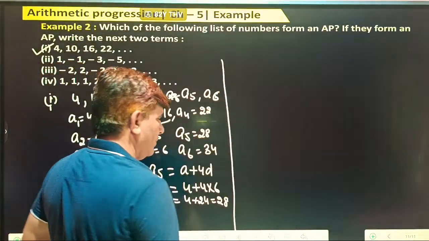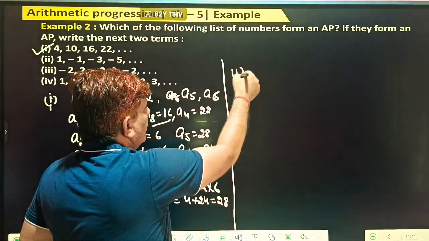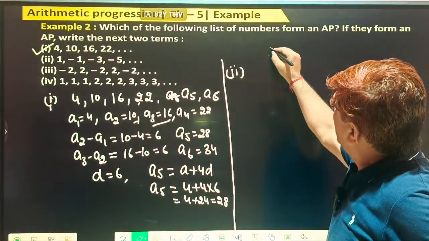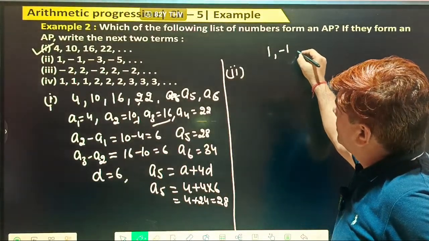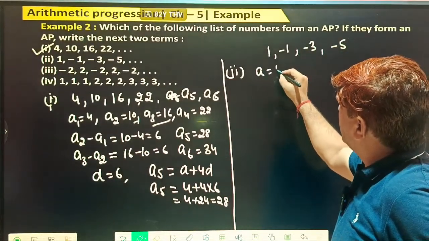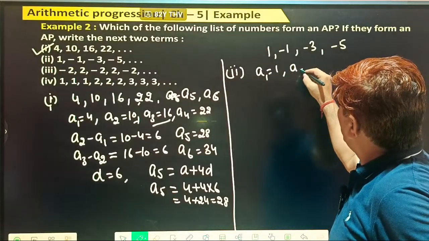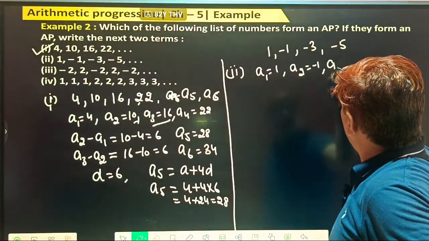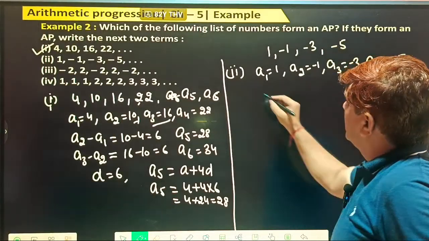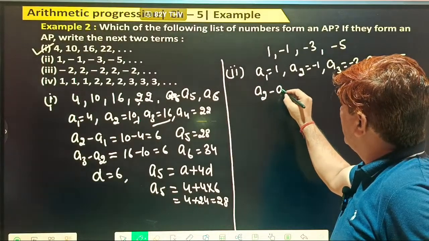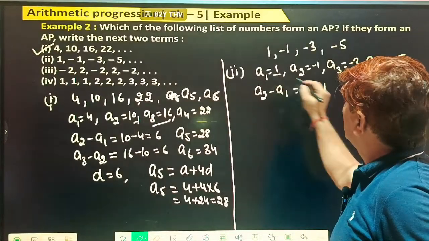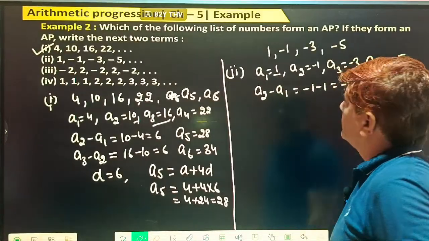Then the second part you can take. What's given? 1, -1, -3, -5. So you can check: A1 equal to 1, A2 is -1, A3 is -3, A4 is -5. So what's A2 minus A1? A2 is -1, minus 1, so -2 is this.